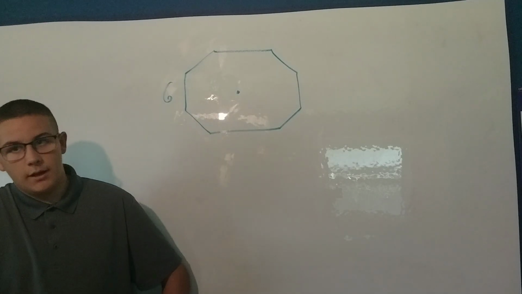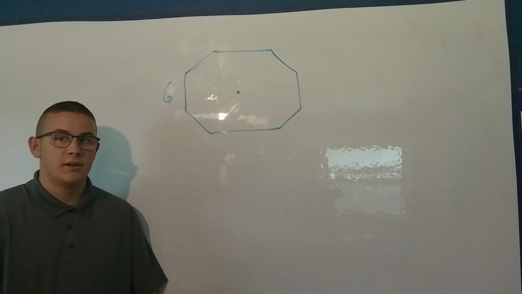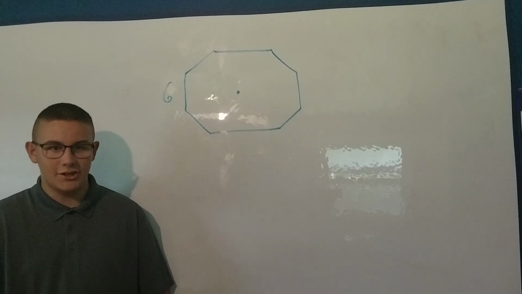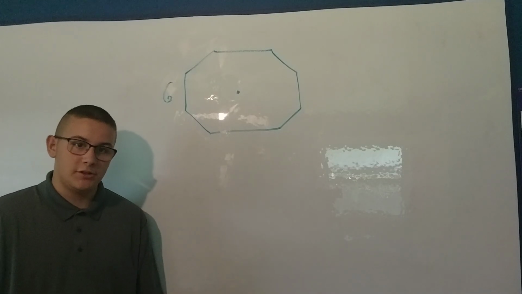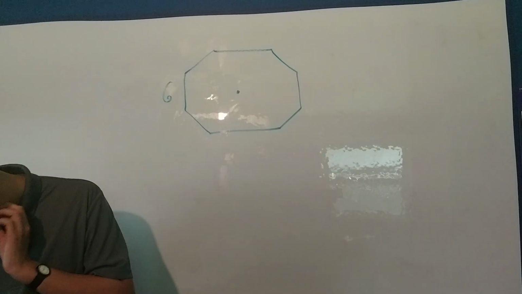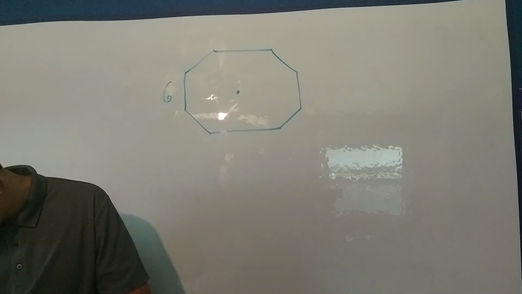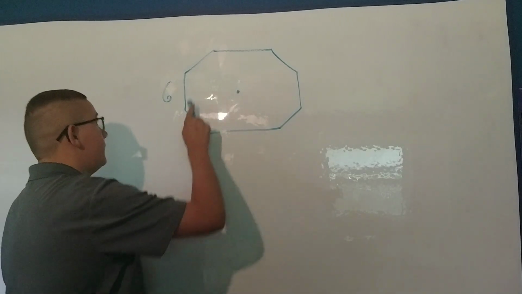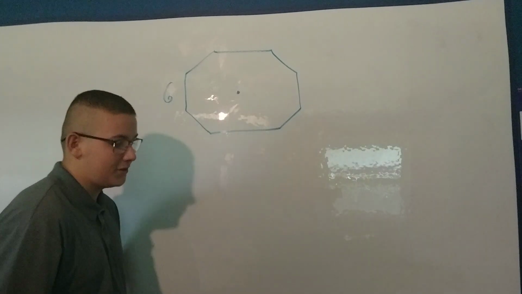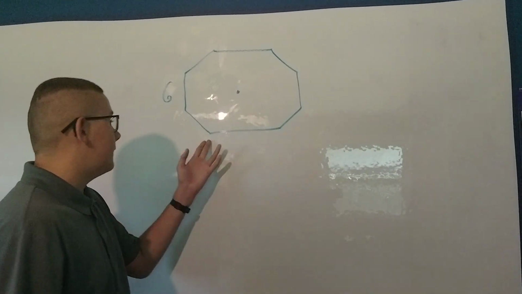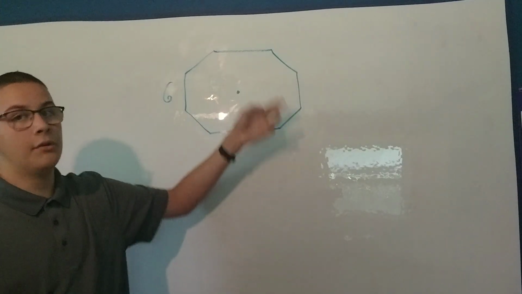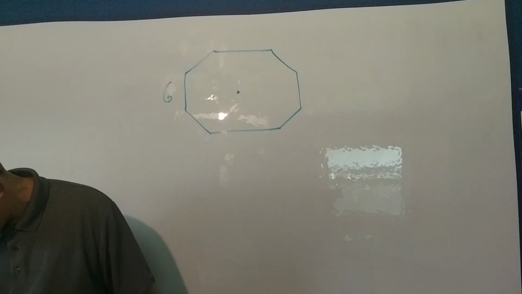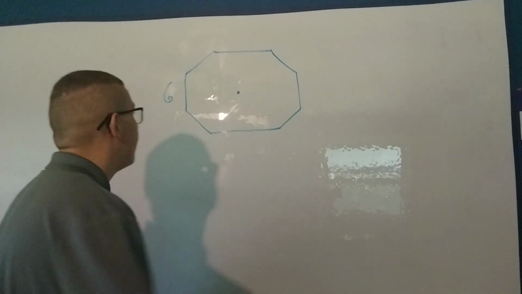So we do 180 times 6, which is 8 minus 2. Sorry, I got ahead of myself. 8 minus 2 is 6. 180 times 6 is 1080. So that's what all of these angles add up to, 1080. Then we divide it by the 8 different angles in here to get one individual angle. So we divide by 8 and we get 135.